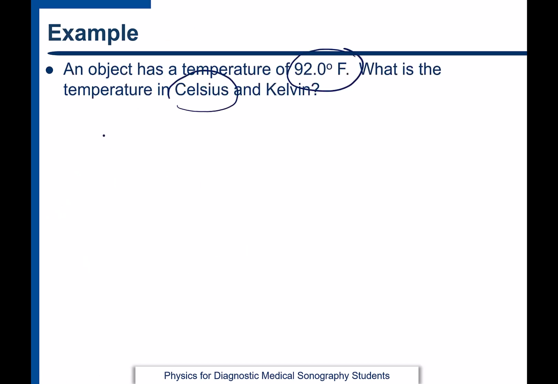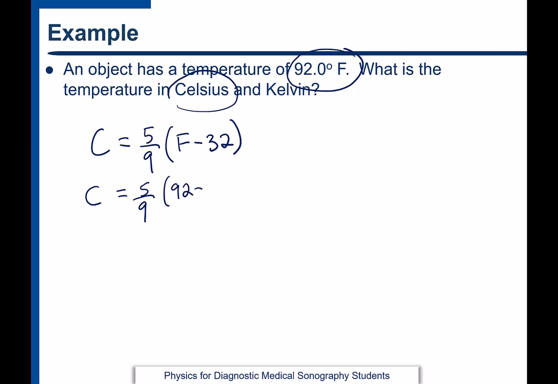And so the first thing I'm going to do is just write down that formula. C is equal to 5/9 times F minus 32. And now we're already solved for what we're looking for, which is Celsius. And so we can just plug in the values. C is equal to 5/9 times 92 minus 32. And that gives me 5/9 times 60 degrees.